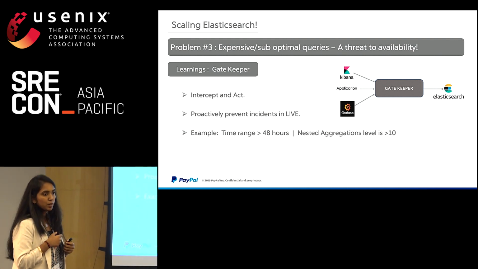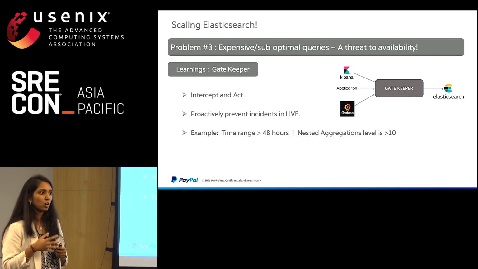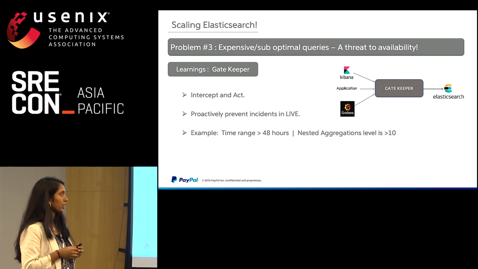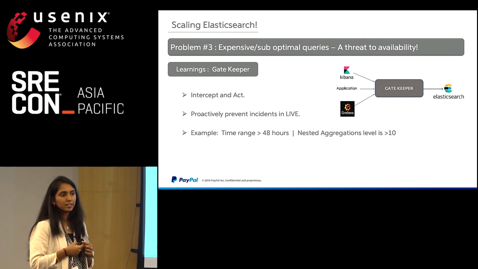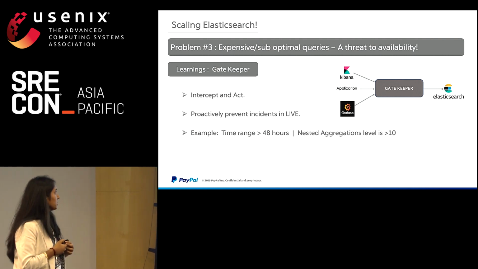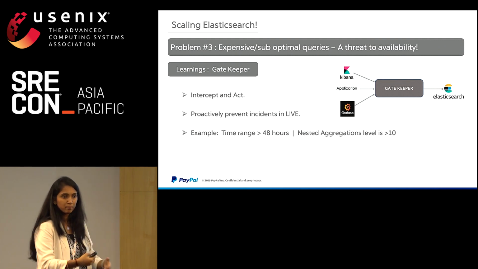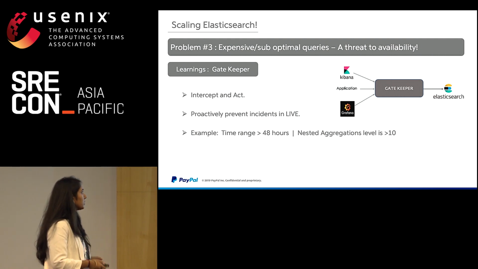With this gatekeeper, we were able to proactively prevent multiple incidents in live. Initially, we had a downtime of closer to 10 plus hours for the payments monitoring system that we were talking about. There were continuous rogue queries fired, with aggregations on a high cardinality field, which brought the cluster down. By the time we performed some operations, it would go down again. That was a complete state of mess, and that's when we built something like this.